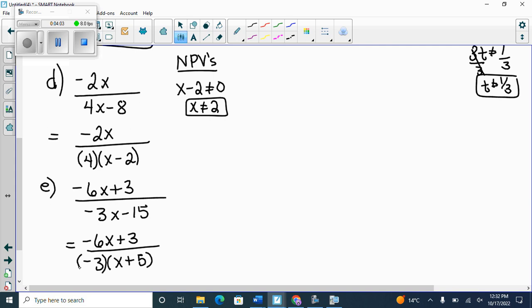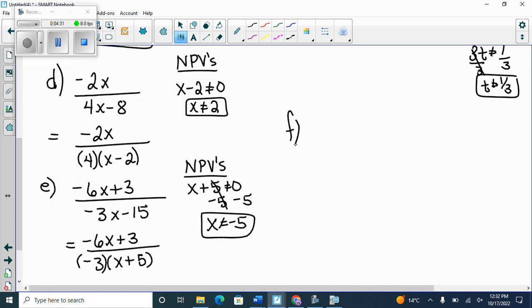Now I have 2 brackets. How many of them have variables? 1. So this -3 doesn't cause any problems. I don't even worry about it. I get the x plus 5 can't equal 0. Subtract my 5 over. And I get x can't equal -5. And then F.